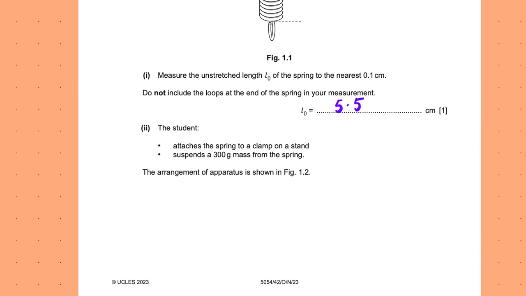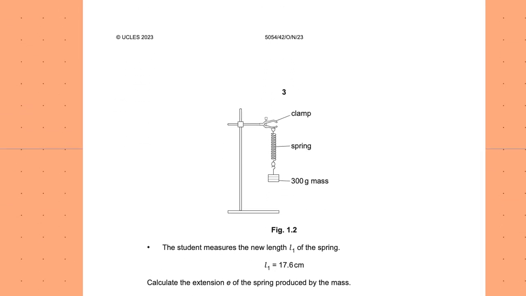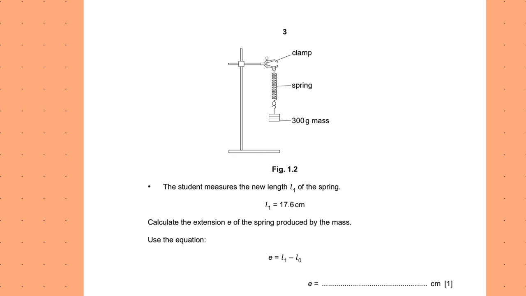The student attaches the spring to a clamp on a stand, suspends a 300 grams mass from it. The arrangement of the apparatus is then shown in 1.2. The student measures the new length L1 of the spring, calculate the extension produced by the mass. So the new length minus the old length, that's extension, so 17.6 minus whatever original length we wrote, which was 5.5. So that turns out to be 12.1 centimeters.